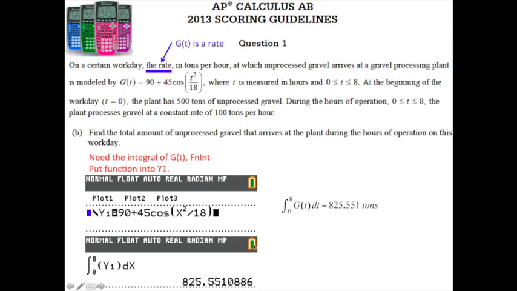825.551. Again, I'm conveying what I know here. Accumulating G of t, we have 825.551 tons, because tons per hour times hours gives you tons. And it just says find the total amount. So we found it. That's all we really have to do to answer this question. Just to add a little extra, this is the amount that arrives in 8 hours, but we already have 500 tons there. So they could ask you how much is in the plant, which means we'd have to add the 500 to that.